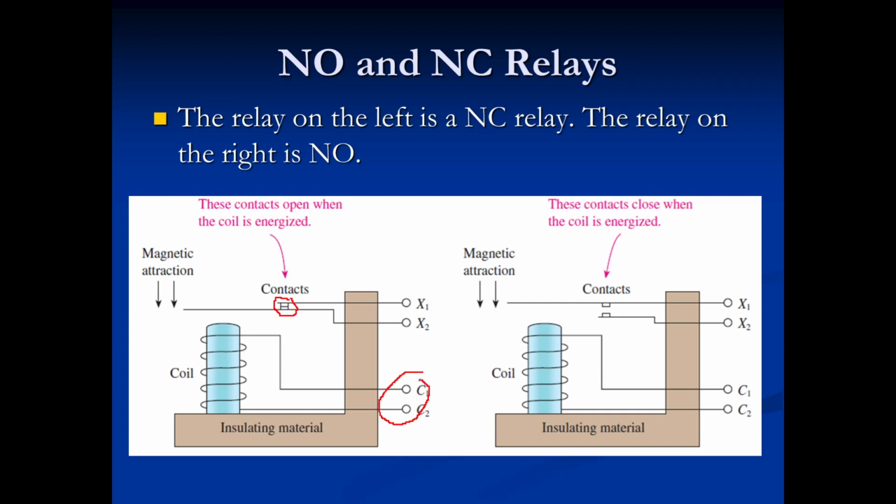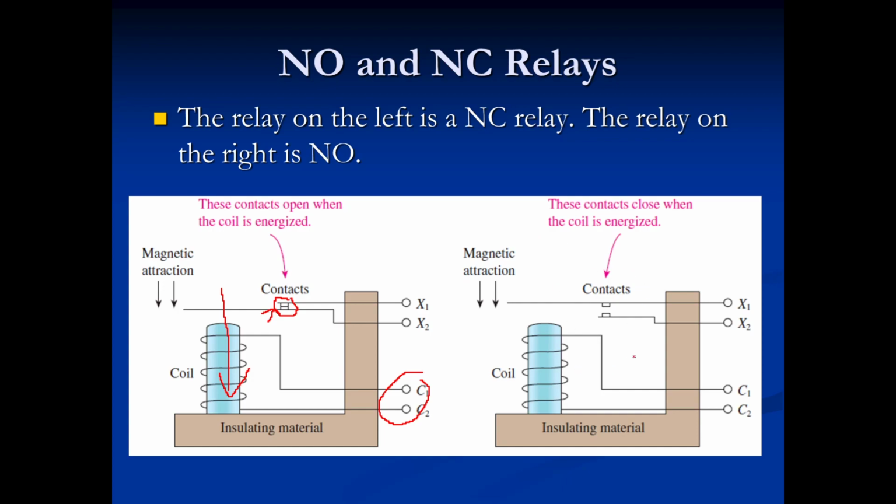If we apply power to these contacts here, we power up this coil and create a magnetic field. There's going to be a magnetic attraction between the bottom X2 arm and the coil, and it's going to pull the X2 arm down and disconnect these contacts. So by default, before we applied power, it was a normally closed relay, so these contacts were closed. We apply power, now we pull these contacts apart, and now it is an open circuit.